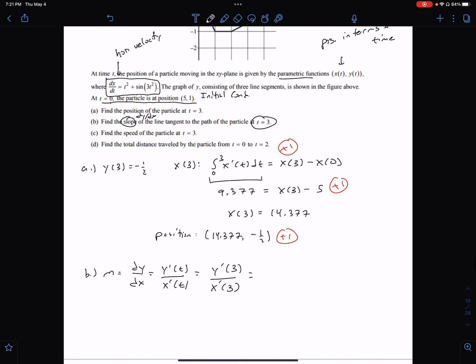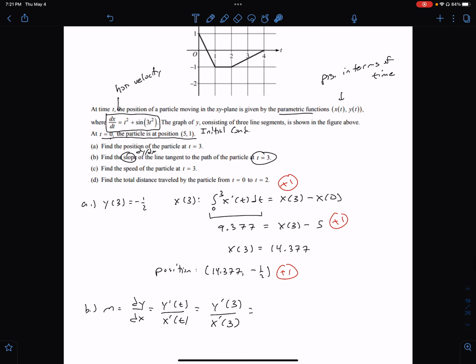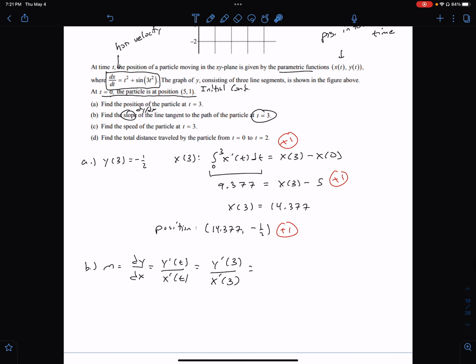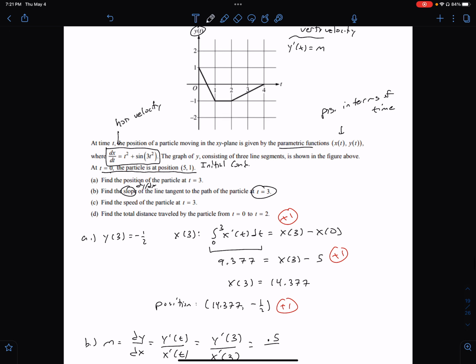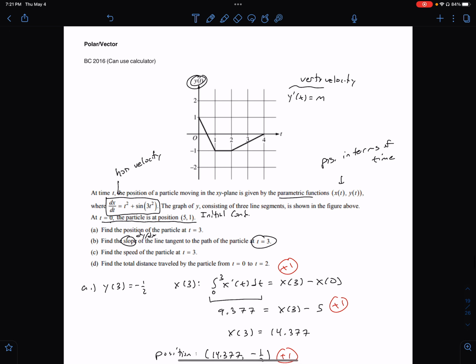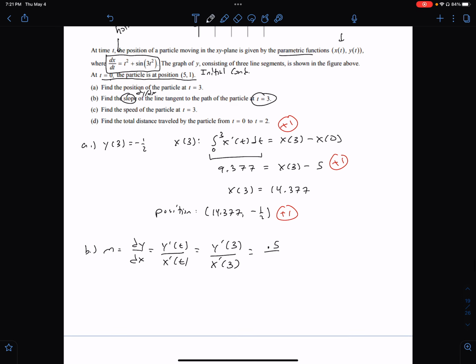Now y prime of 3 is the slope at 3. So if I go here, the slope at 3, we already know that as just 1/2. So I can just write this as 0.5. Remember, they gave us the graph of y right here. We just had to find the slope of that line, and that's pretty easy. The slope of that line is 1/2. So therefore, y prime of 3 was 1/2. And that's what I put down here.